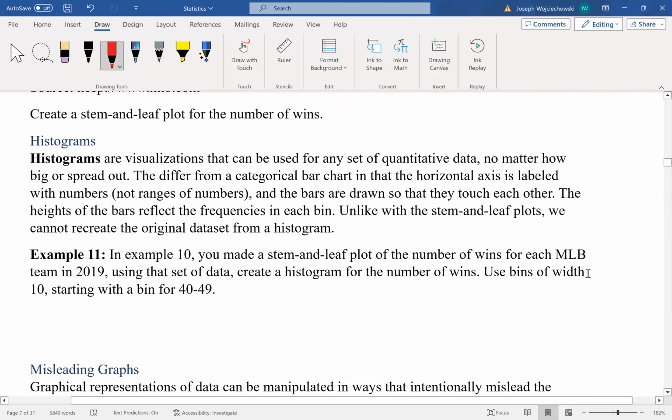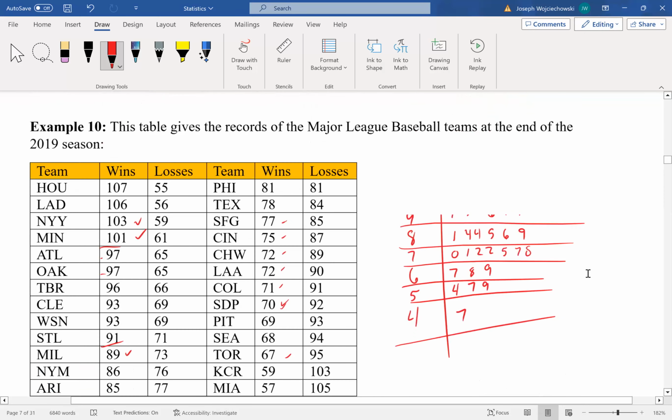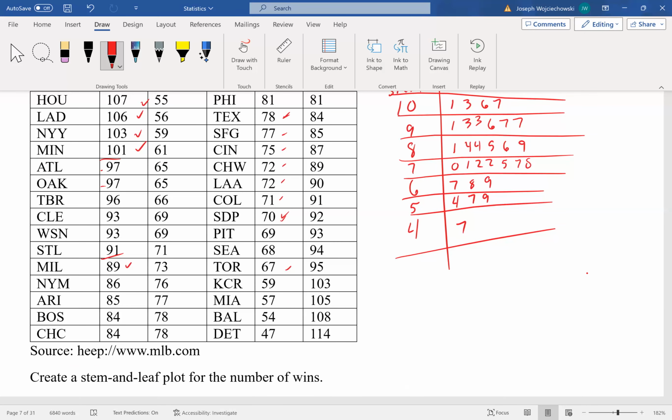We just made a stem leaf plot of the number of wins for each major league team. Using that set of data, create a histogram for the number of wins. Use bins with widths of 10. So I'm going to go over here, and we can start at 40.